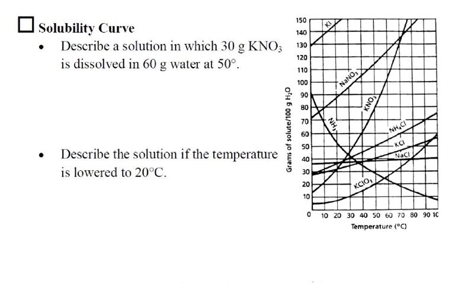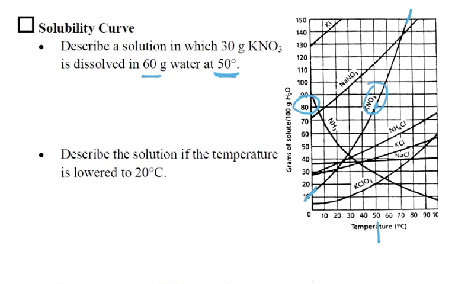So the first question says, describe a solution in which 30 grams of KNO3 is dissolved in 60 grams of water. First off, we have to look at our graph and say, okay, where's KNO3? Here's KNO3, it's this line here. And it says 30 grams of KNO3 dissolved in 60 grams at 50 degrees. So we say, okay, 50 degrees, come up and find KNO3, and we're interested in that point right there, which says 80 grams.